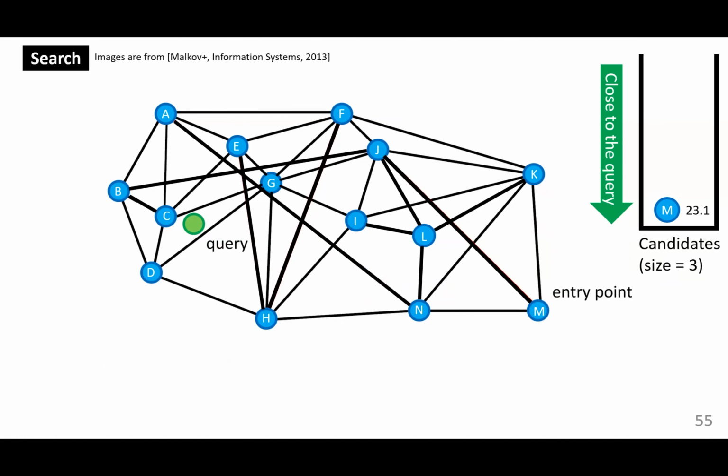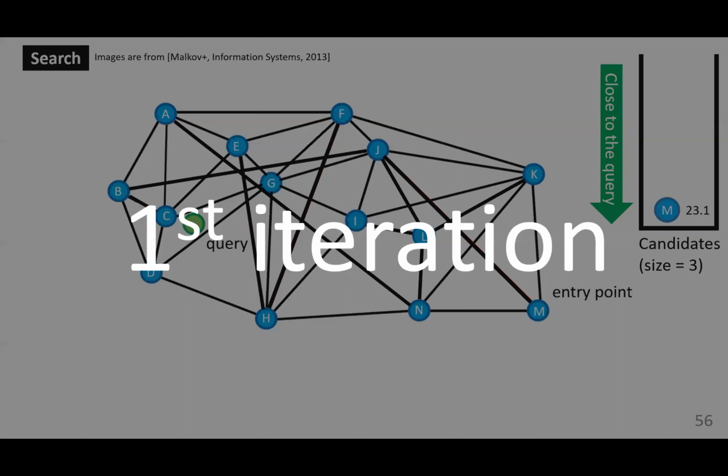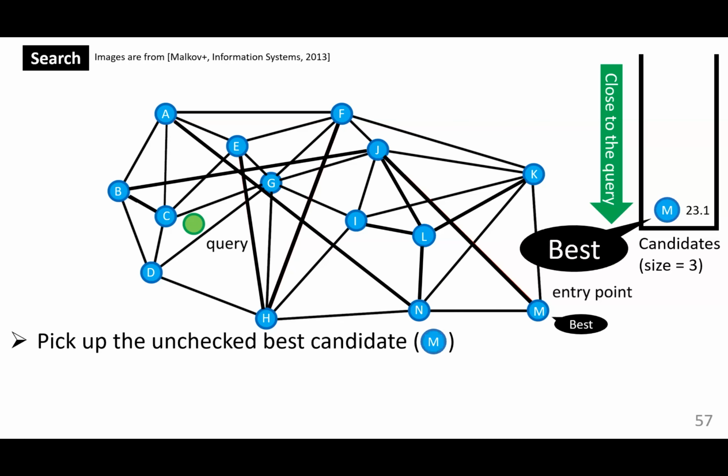So let's start the iterative search here. The first iteration. This is an iterative algorithm, so we run some iterations. First, let's pick the unchecked best candidate. Checking just means removing it. The current best candidate is M, obviously, because we have only one candidate here. So this is the best one, and let's start from here.